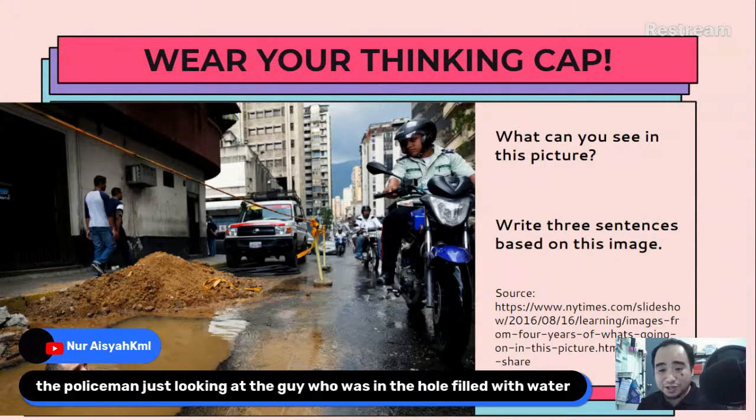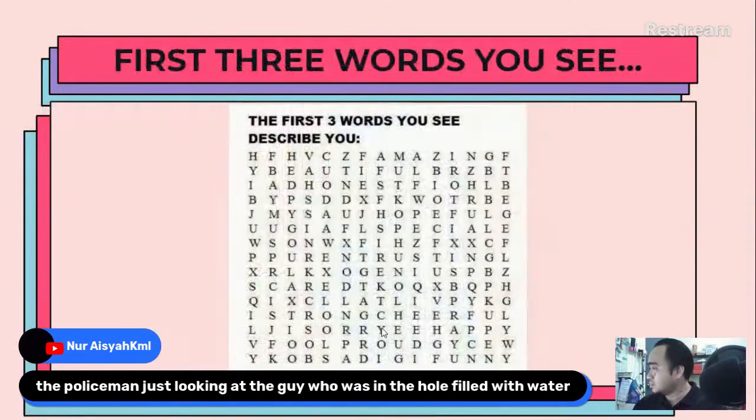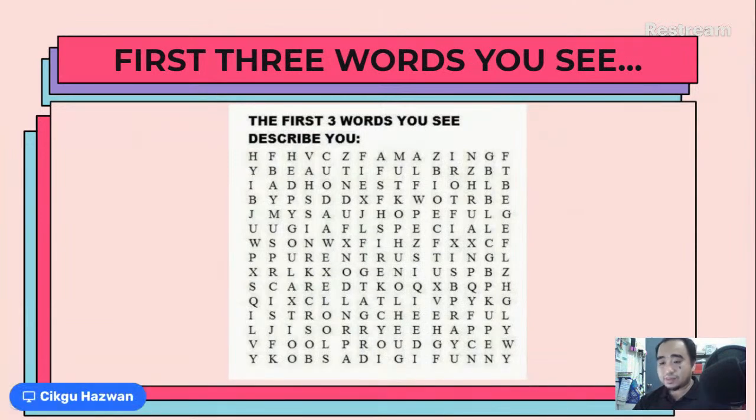Okay, so right now I guess we can start our session for today. Before we start, this is the final activity before we go to our session for today. This is a list of words that you can see over here. It's a word puzzle. What I want you to do is to find words.